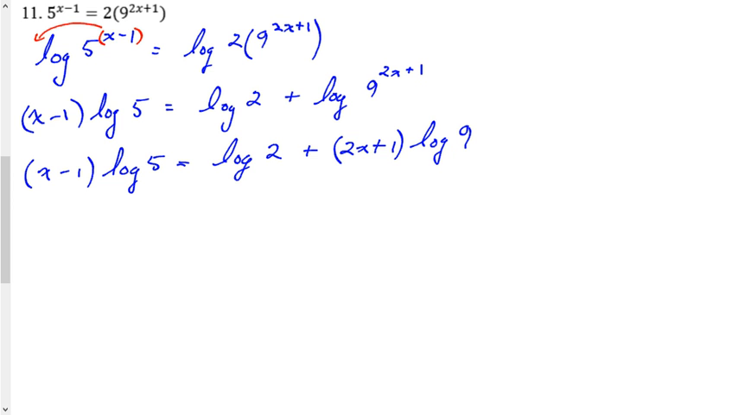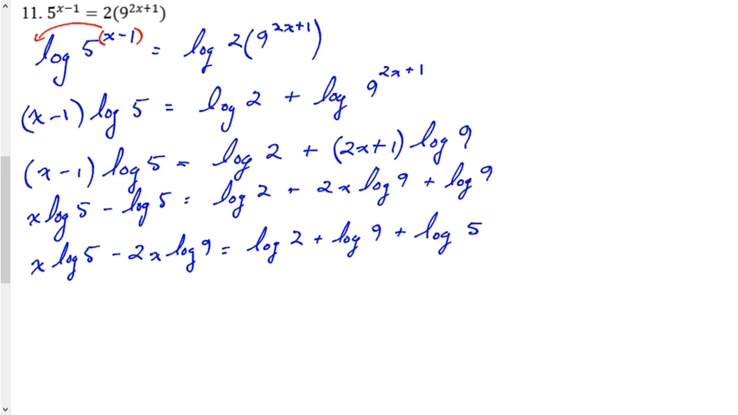So here you can see that I've distributed to get rid of the brackets. So this log 5 got distributed to both of those terms, and then this log 9 got distributed to both of the terms in that bracket. And then I collected all the terms with x on the left, and the terms that didn't have an x, this minus log 5, I took over to the right side to get, well actually, a log 5 added on the right-hand side.